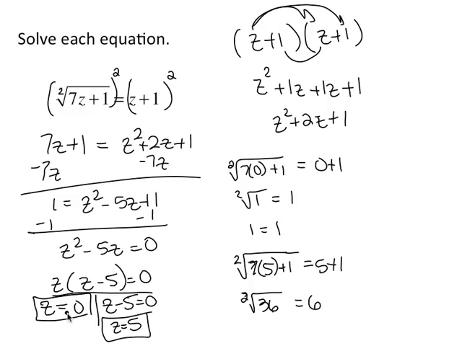So in this case, both solutions would work. So z is equal to 0 and z is equal to 5.